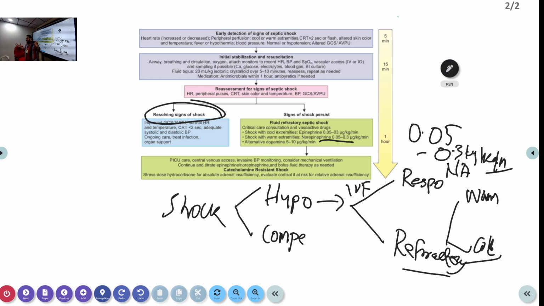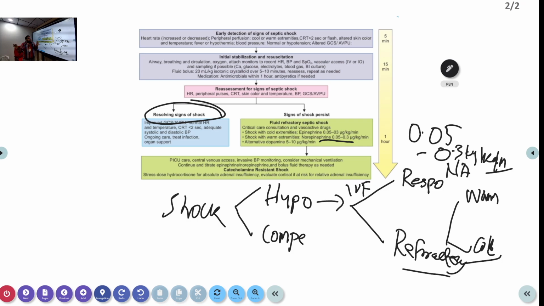So we need to select a drug. Noradrenaline will not increase the heart rate. So what you can use is epinephrine. For those group of patients, you can give epinephrine. This is just pediatrics. Don't confuse it with adult patients. What I am discussing here is just pediatric hypotension management.